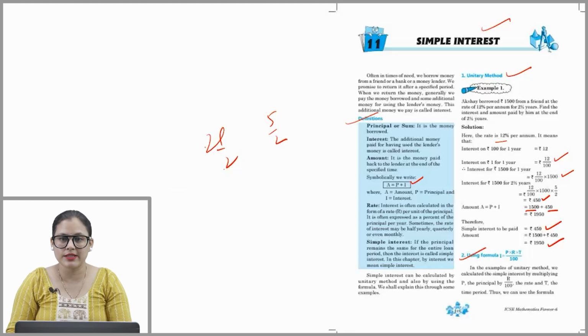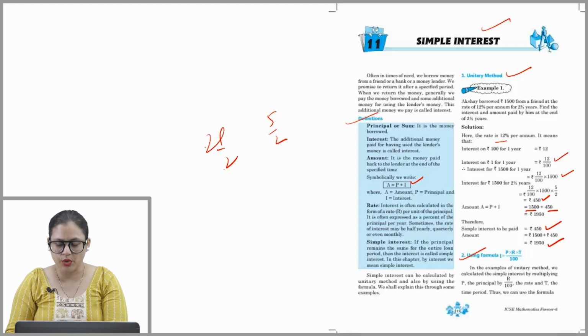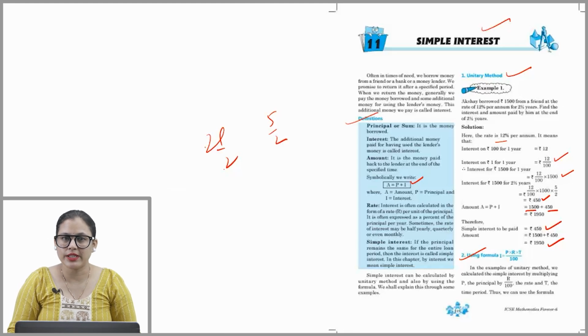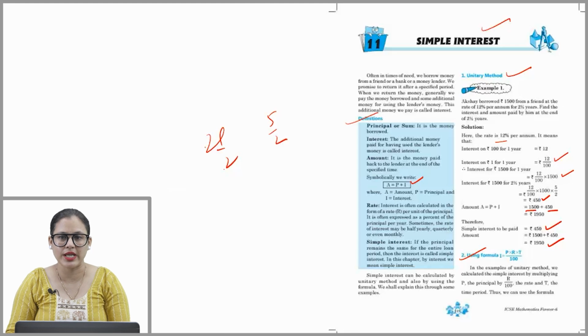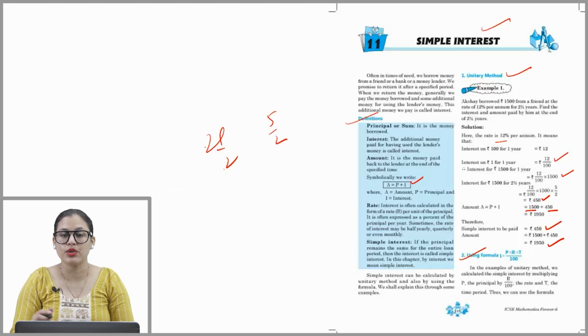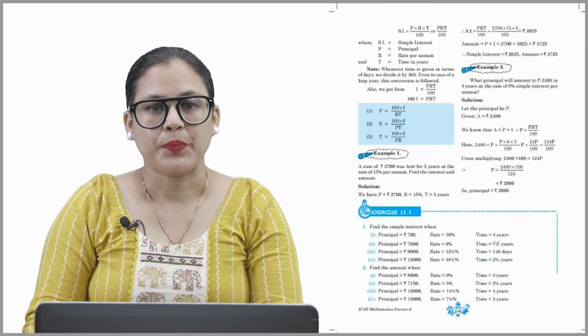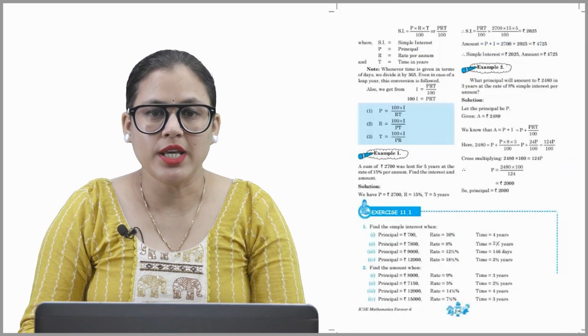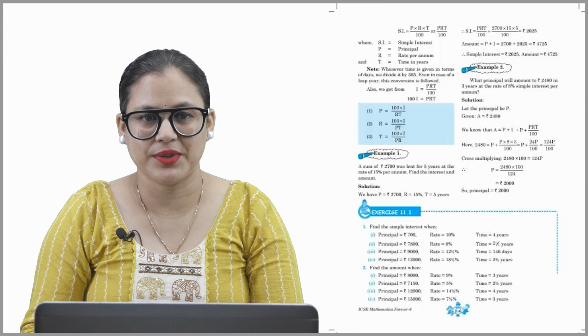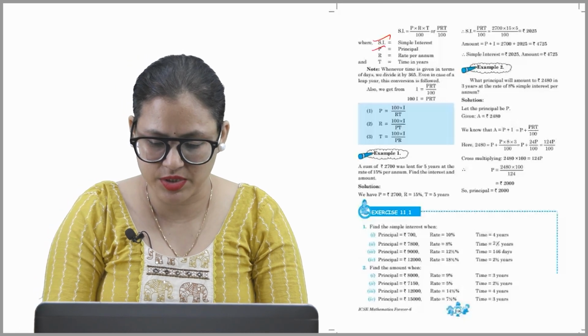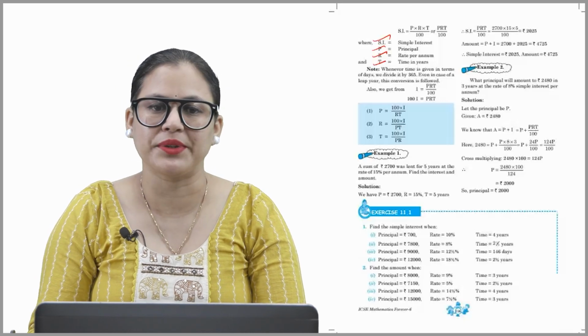Formula is I is equal to P into R into T, or you can also write SI, that is simple interest. So I is equal to P into R into T by 100. In the examples of the unitary method, we calculated the simple interest by multiplying P, the principal, by R by 100, the rate, and T, the time period. Thus, we can use the formula. SI is equal to PRT by 100. SI simple interest, P principal, R rate per annum, and T is time in years.